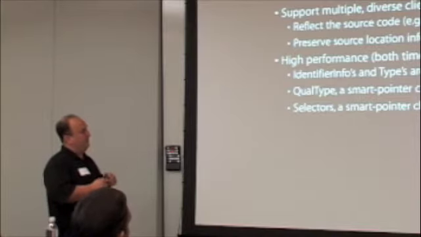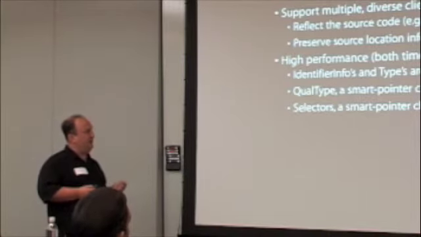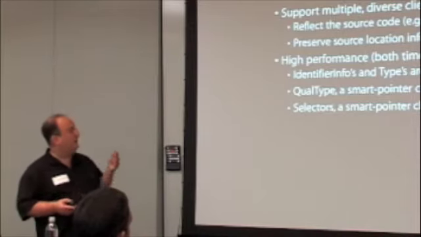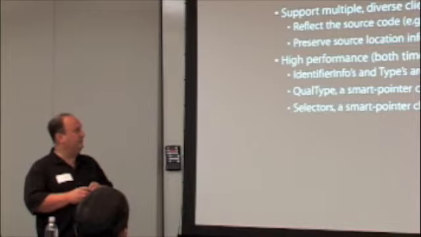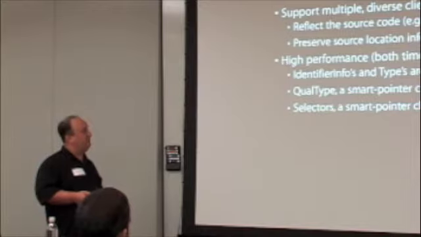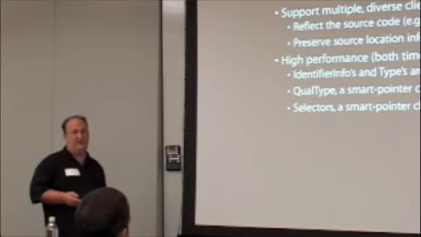We want them to be high performance. It turns out that there's only a small number of objects that you really need to care about performance on, identifiers and types in particular. So we unique them, and QualType is a smart pointer class for storing the type qualifiers and selectors. We don't have to go into detail, but if you look at them, they've been highly optimized, yet they still have a nice interface.